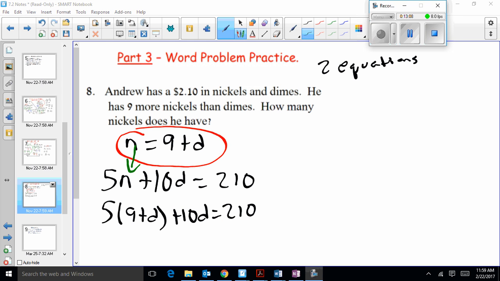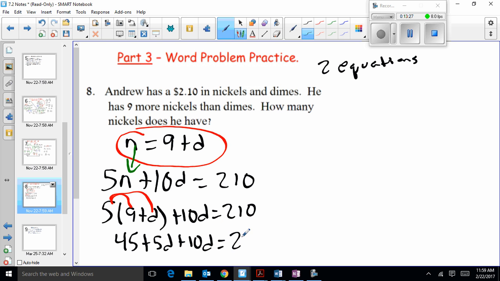So now I'm able to take 9 plus D and distribute the 5 to both of these. So I'll be left with 5 times 9, which equals 45, 5 times D plus 5D plus 10D equals 210. Okay? So I have like terms right here, 5D and 10D. I'll combine those. I'm going to work up here now. I'll have 15D plus 45 equals 210.